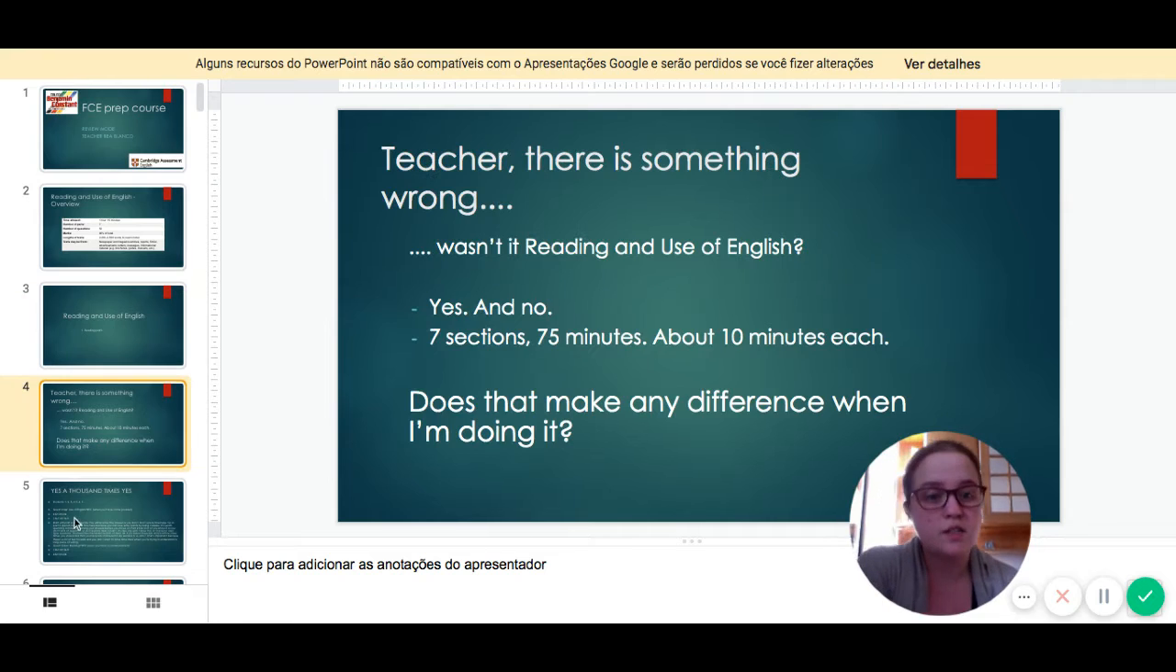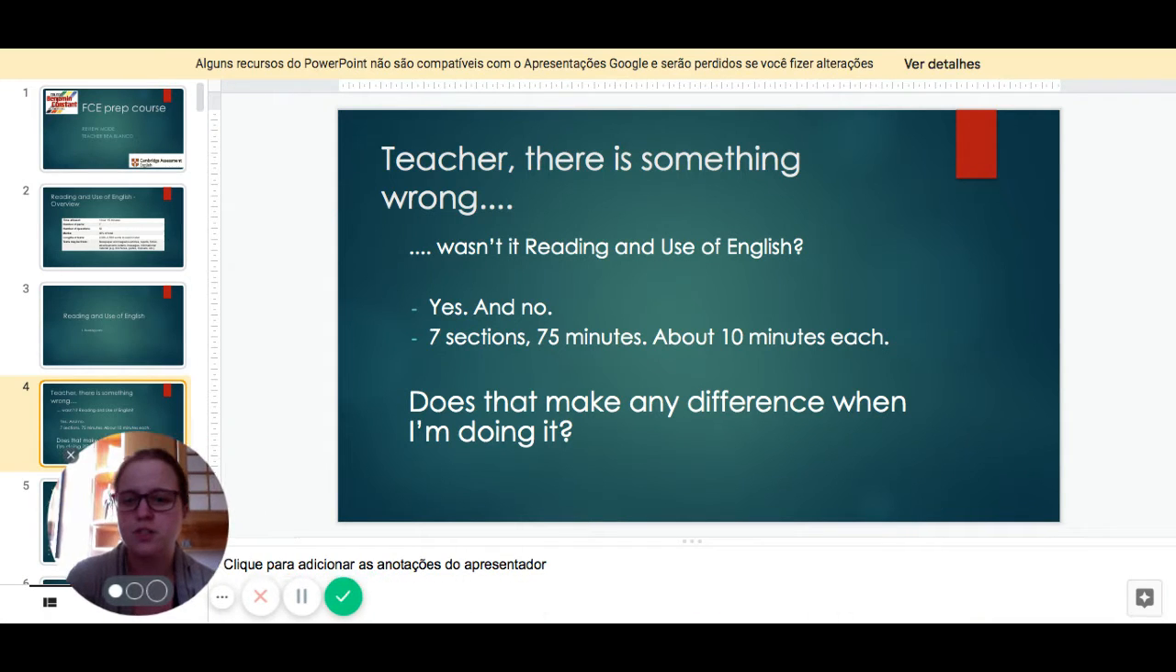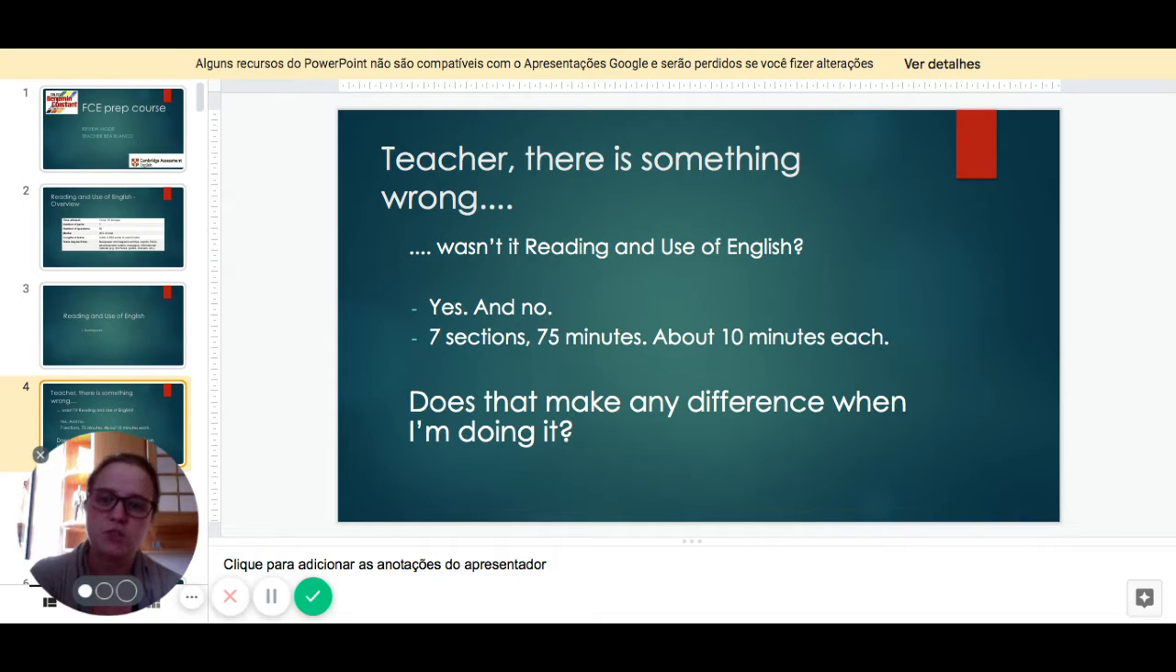So let's start with the reading. You have seen this before; this is not the first time I show you. Like, teacher, there is something wrong. Shouldn't it be reading and use of English? Yes, it should, but not necessarily. Until before 2015, it was separate. There was a paper called reading and one paper called use of English. They just put them together, and some things, especially on the use of English, changed. Okay, but same old, same old.